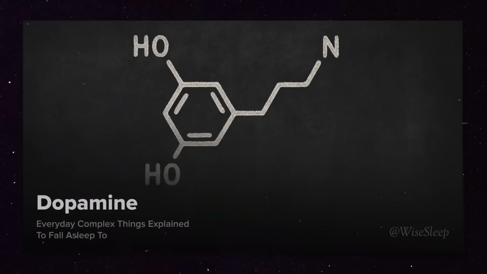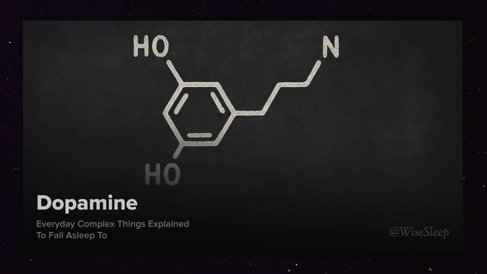Dopamine. You know that little surge of satisfaction you feel when you check off a task or get a message you've been waiting for? That's dopamine at work. Dopamine is a chemical produced in the brain that helps regulate motivation, reward, and pleasure. It's often described as the brain's feel-good signal, but it's more accurate to think of it as a learning and motivation molecule. It pushes you toward things that feel rewarding or beneficial, not just physically, but mentally and emotionally too.